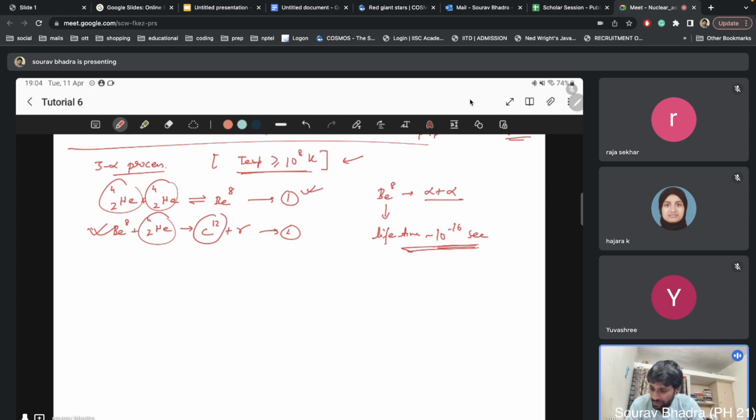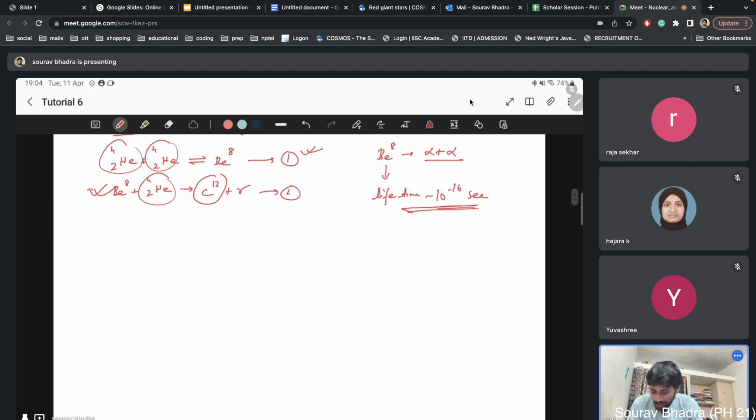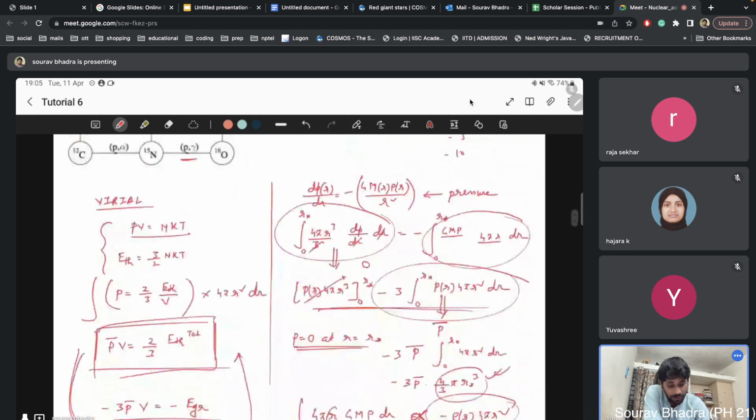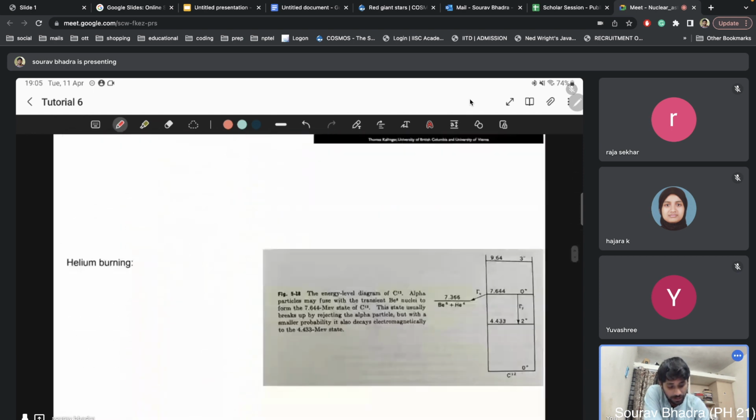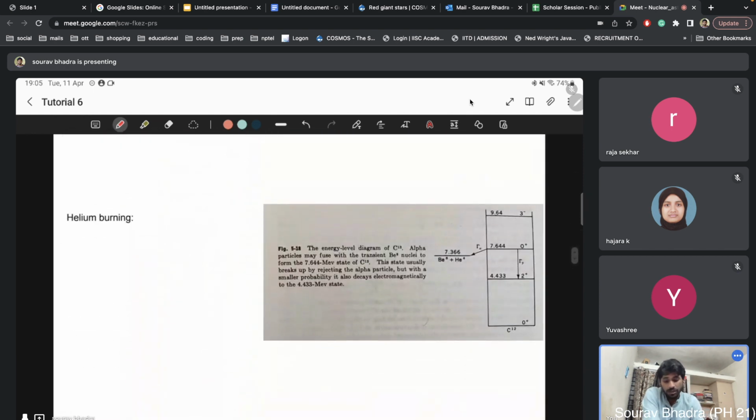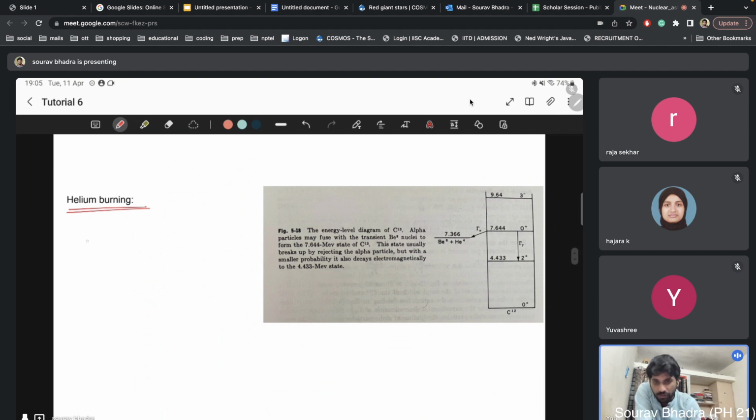You can calculate the cross sections of everything, which I will not do now. The main point which is important is Hoyle's prediction of how this carbon 12 is actually formed. So in helium burning, as I told you, there are two steps. First beryllium 8 is formed, then from beryllium 8 the carbon is formed.